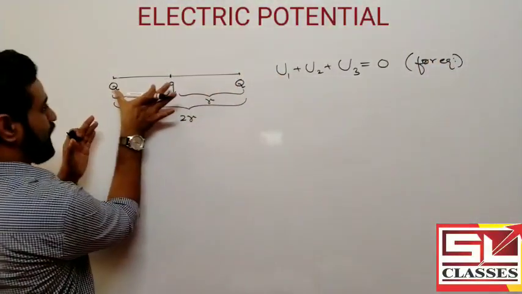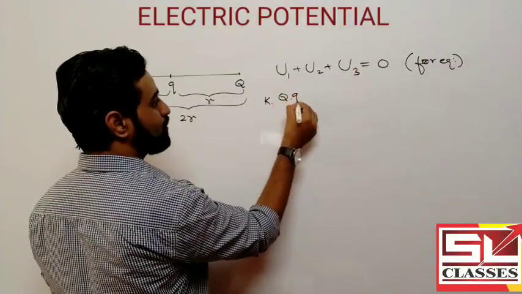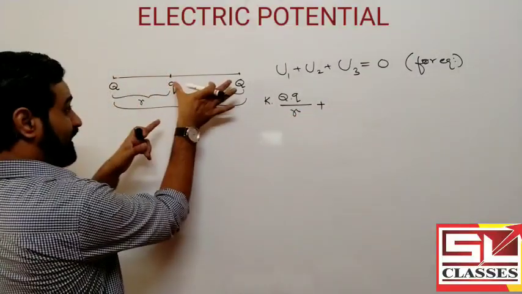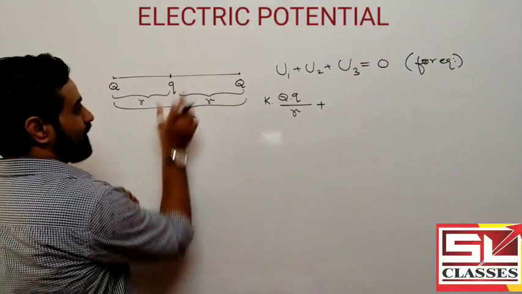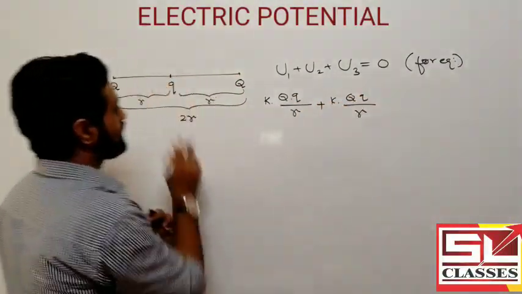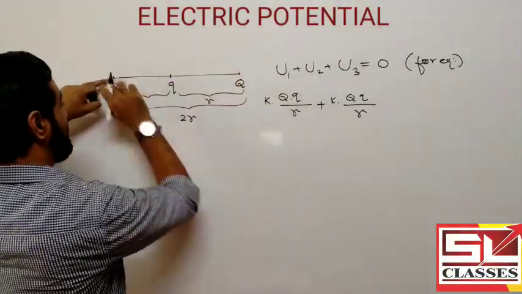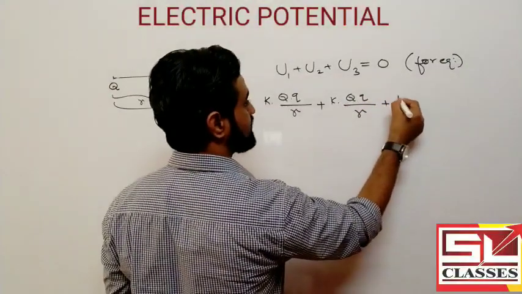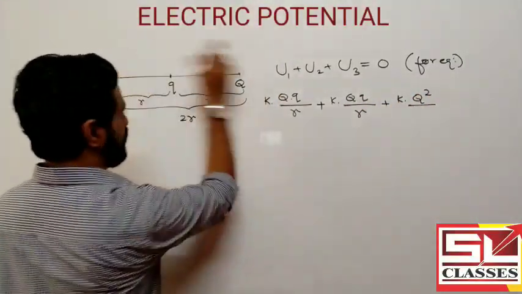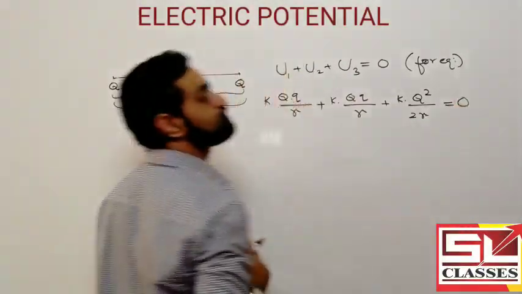Now take this pair having charges Q and q. So the equation will be K into Q q divided by the distance between them, r, plus. Then we take this pair, we will get the same product, that is KQq divided by r. The charges are same with the same separation. And the third pair is having the capital Q charges, plus K into capital Q into Q, which becomes Q square, divided by 2r. This value should be zero.